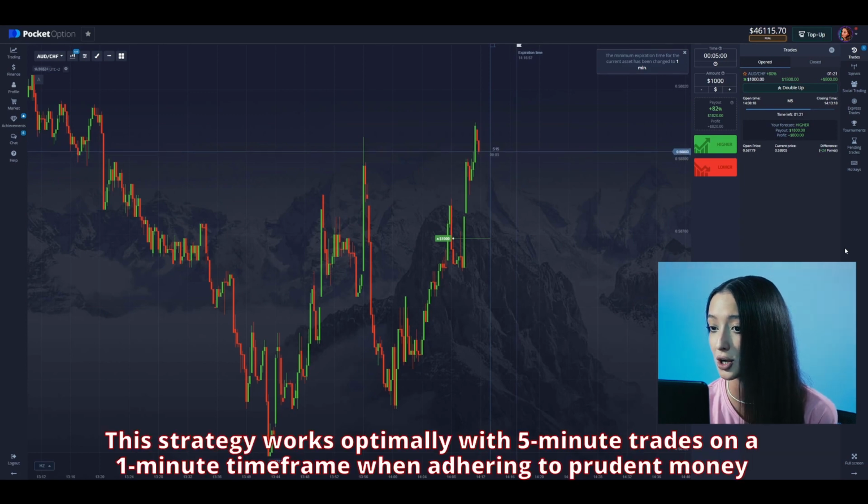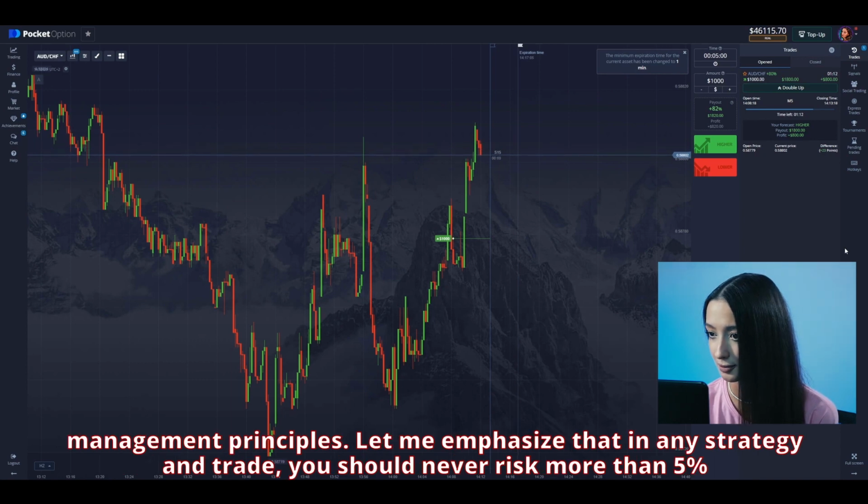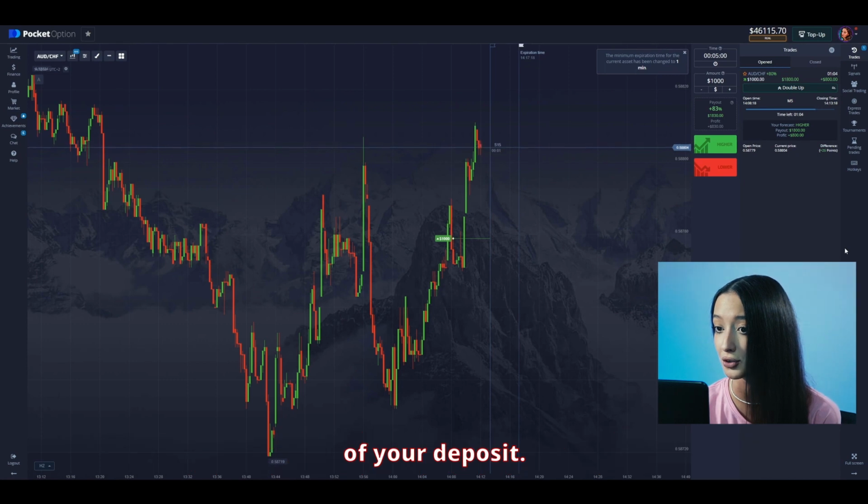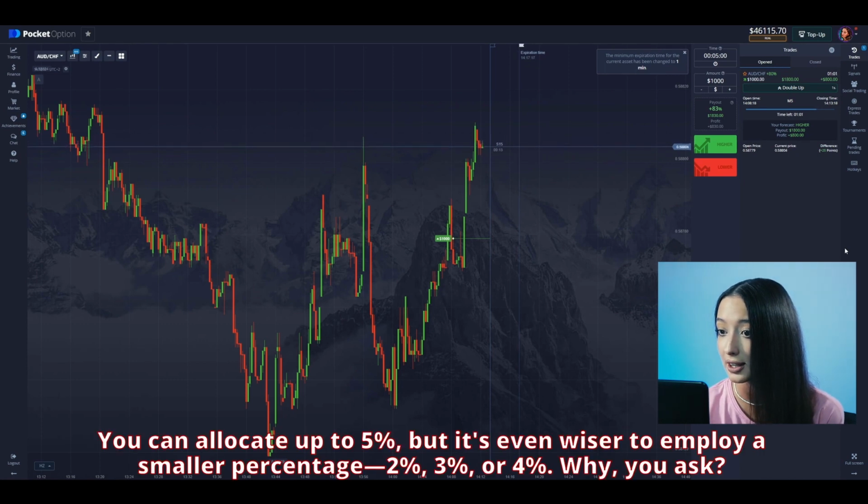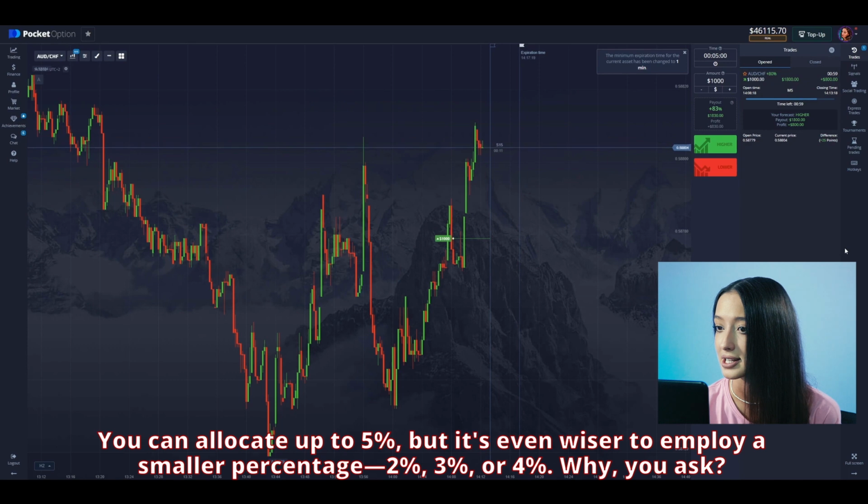This strategy works optimally with 5-minute trades on a 1-minute time frame when adhering to prudent money management principles. Let me emphasize that in any strategy and trade, you should never risk more than 5% of your deposit. You can allocate up to 5%, but it's even wiser to employ a smaller percentage: 2%, 3%, 4%. Why, you ask?